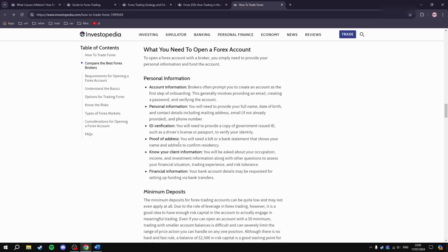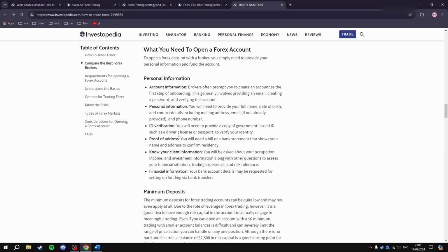So what you need to open a Forex account: to open a Forex account with a broker, you simply need to provide your personal information and fund the account. Account information: brokers often prompt you to create an e-account as the first step of onboarding. This generally involves providing an email, creating a password and verifying the account. Personal information: you will need to provide your full name, date of birth and contact details including mailing address, email if not already provided, and phone number.